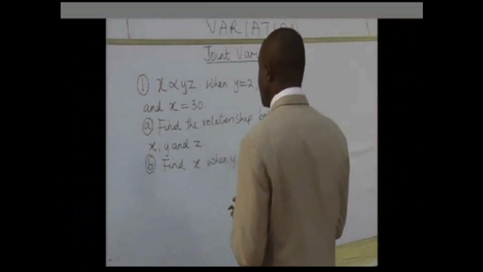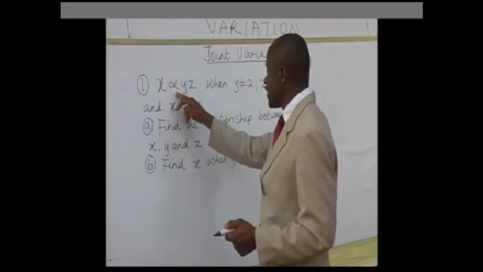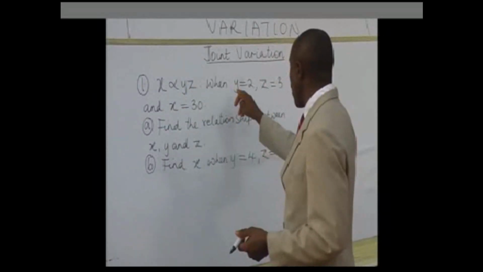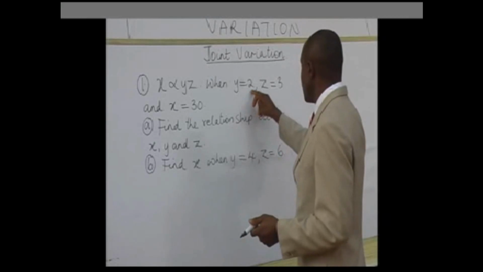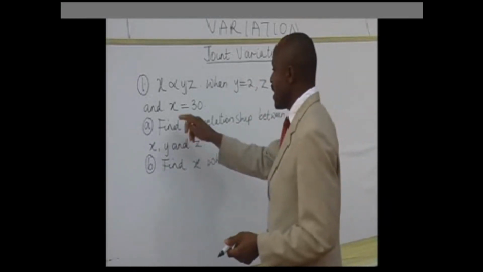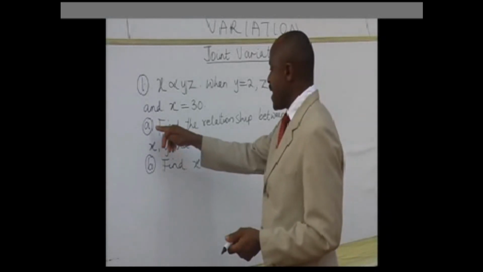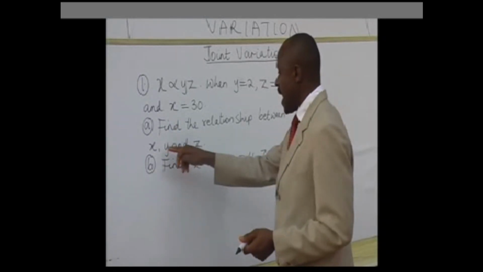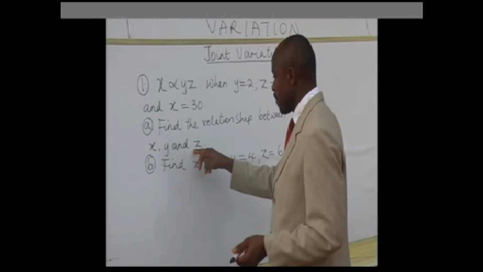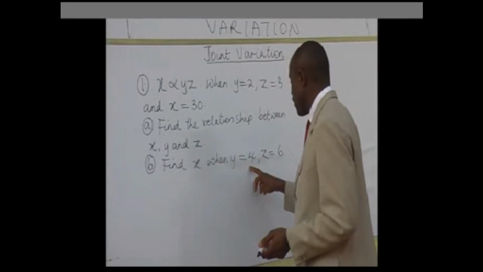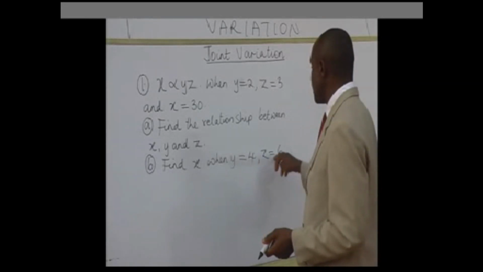The first question is this. Say that x varies jointly with y and z. Then when y is 2, z is 3, and x is 30. Question number A said that we should find the relationship between x, y, and z. B said we should find x when y is 4 and z is 6.